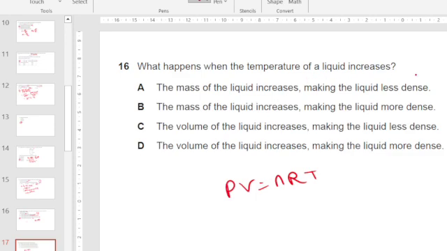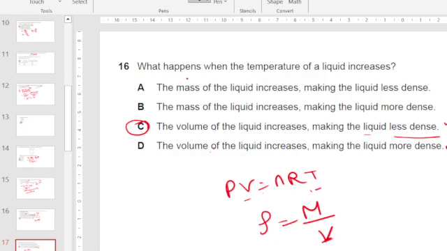As the temperature increases, the volume of the liquid also increases. So these two may be the option. As the volume increases, the liquid will become less dense. More dense is a wrong option because density is equal to mass per volume. As the volume increases, density should be decreasing. So option C is a correct option.